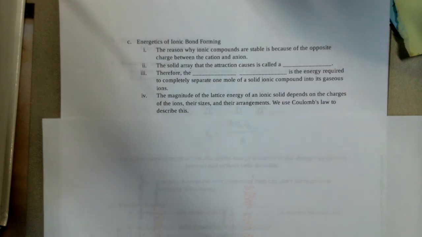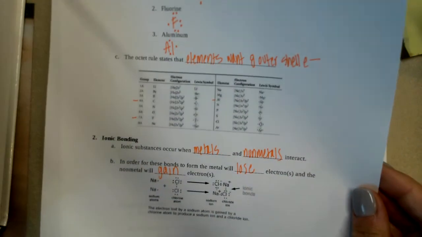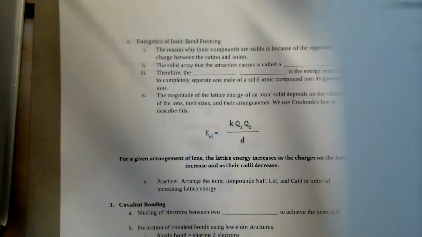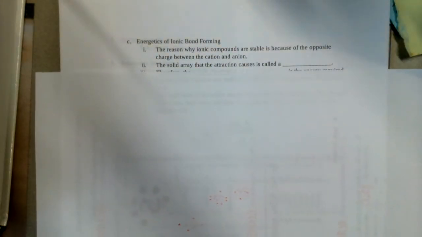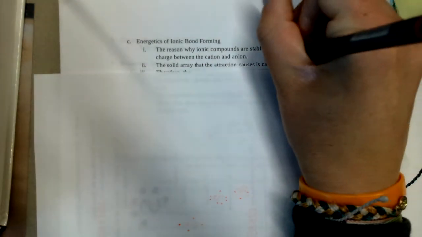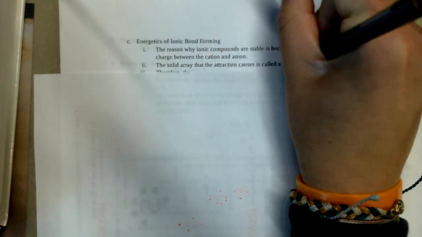When one side of the magnet and the other side of the magnet are attracted to each other, it forms a solid brick of magnet, right? Ionic compound bonding is exactly the same as that. The solid array, like this image that we have right here, where the sodium and the chlorine are stacked together, we refer to that as a lattice or a lattice structure.